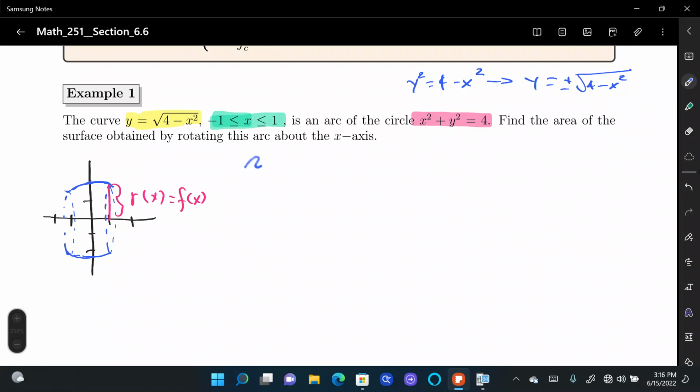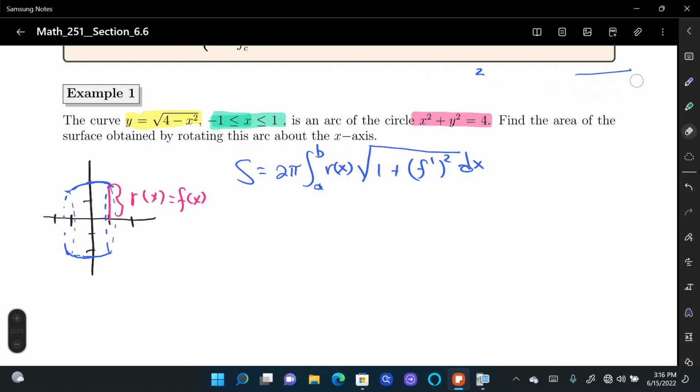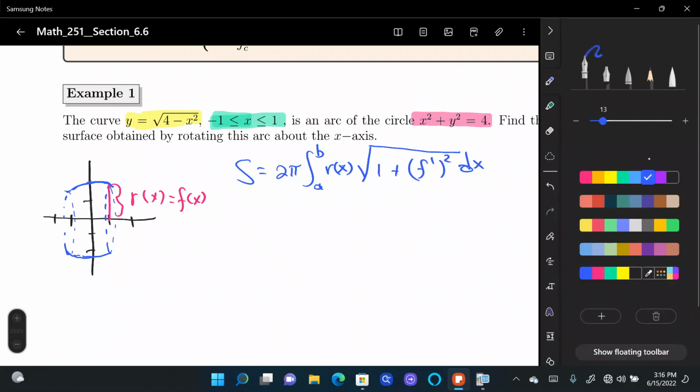In this case we use uppercase S for surface area. That's 2 pi times the integral from a to b of r of x, the radius, times the square root, very similar to the arc length, of 1 plus f prime quantity squared. Did we take the derivative? No, we still need to take the derivative of the function. Let me do it over here. All right, so let's go back. Take the derivative.